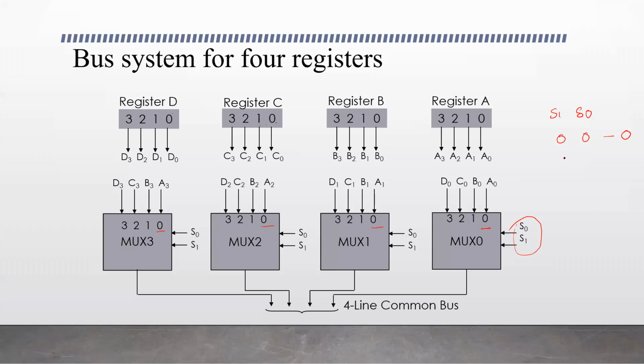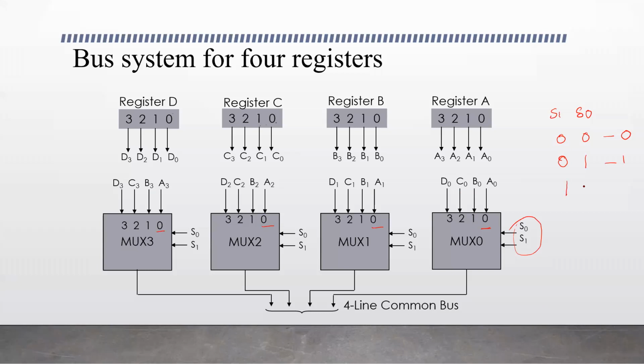When the values of S1 and S0 are 0 and 1, input 1 of the multiplexer is selected. The bits connected to input 1 of this multiplexer are those of register B, so B0, B1, B2, and B3. So this content will be placed on the bus and taken to the destination register or loaded into the destination register.